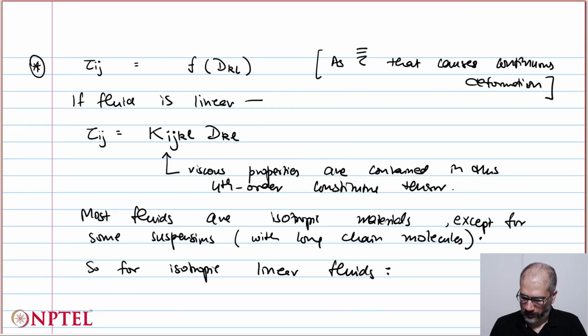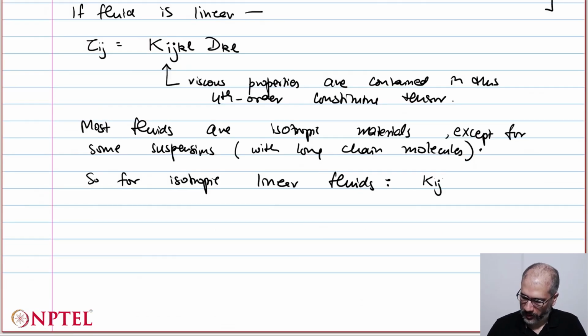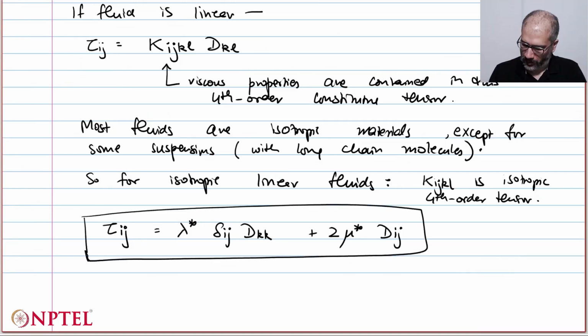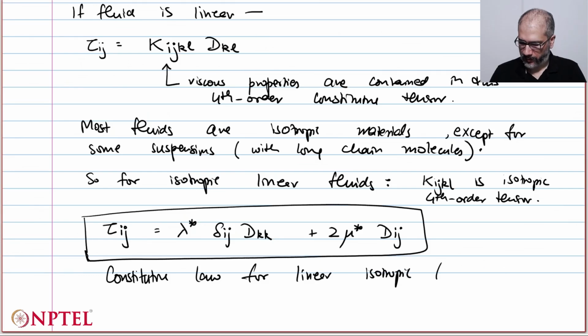So for isotropic linear fluids, we already said that the fluid we're talking about is linear, and now we're also assuming it's isotropic. We can say that K_ijkl is an isotropic fourth order tensor. So we get this constitutive model that tau_ij is some lambda star times delta_ij times d_kk plus 2 times some other coefficient mu star times d_ij. Let's box this. And this is the constitutive law for linear isotropic, that basically means Newtonian, fluids.